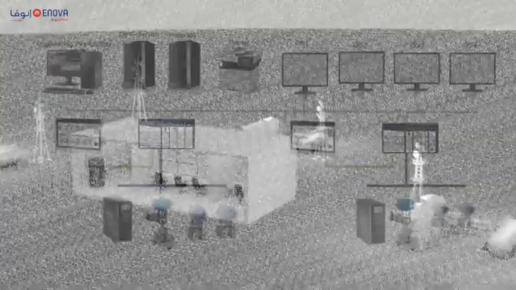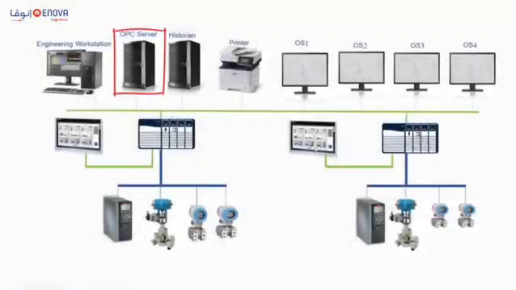Now, what is an OPC server? OPC, OLE for Process Control, servers act as intermediaries between different industrial automation devices and SCADA software. They enable seamless communication and data exchange between SCADA systems and various devices, regardless of the manufacturer or communication protocol used. Let's talk about the Historian.